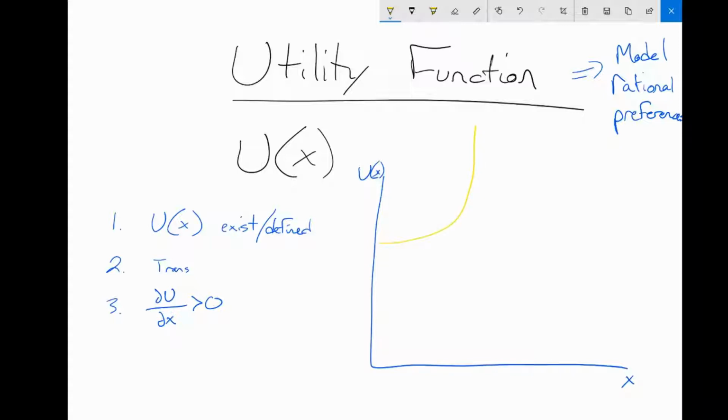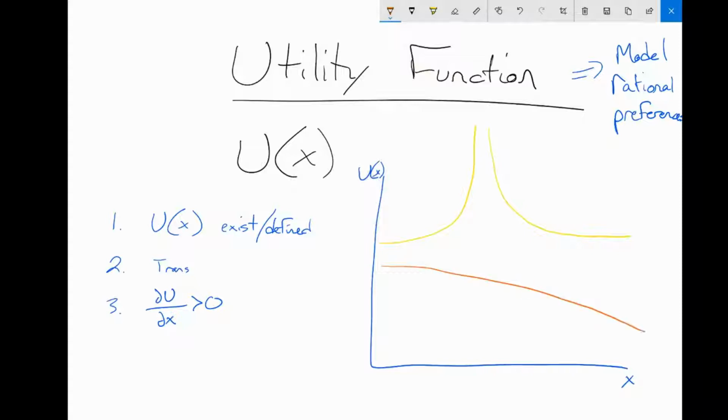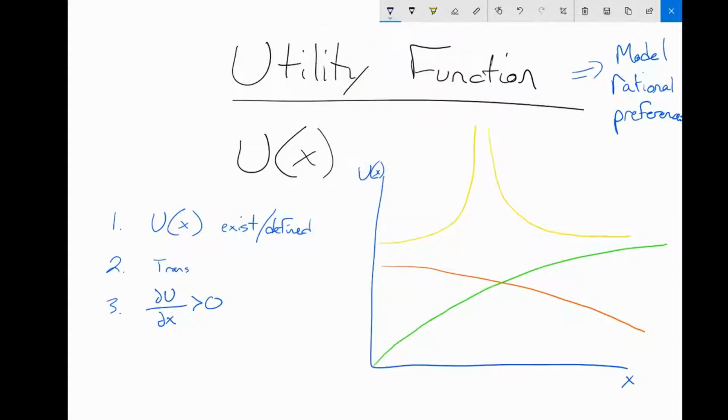This is going off to infinity. All right, there's a function. Here's a function. Okay. Here's a function. I'm going to put a whole bunch of functions on this board here, and we're going to talk about whether or not these functions will work as a utility function, whether or not they meet our basic necessary characteristics for a utility function.